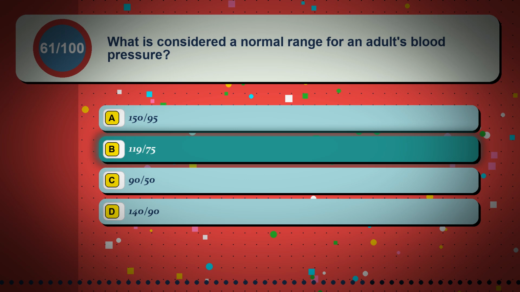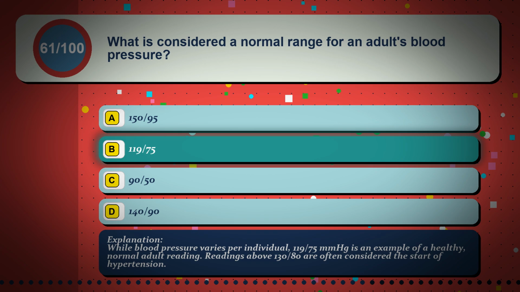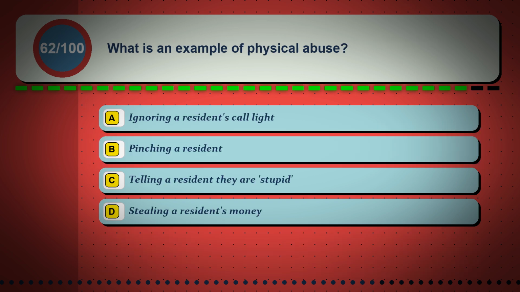119/75. While blood pressure varies per individual, 119/75 mmHg is an example of a healthy, normal adult reading. Readings above 130/80 are often considered the start of hypertension. Question 62. What is an example of physical abuse?